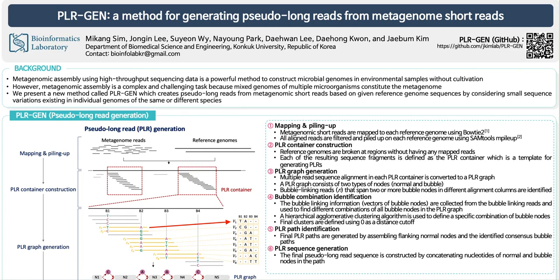Mikang Sim from Konkuk University in South Korea. My poster title is PLR-GEN, a method for generating pseudo-long reads from metagenome short reads.